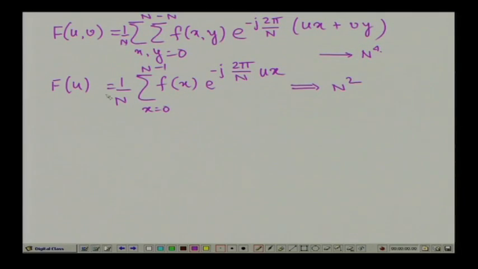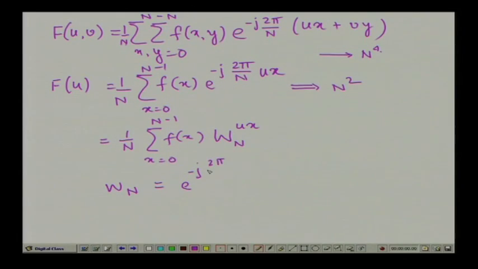For that, let us represent this particular expression F(u) is equal to 1 upon capital N, summation of f(x) e to the power minus j 2 pi by N ux, from x equal to 0 to capital N minus 1. We represent this expression in the form 1 upon capital N, summation of f(x) W_N to the power ux, where x varies from 0 to capital N minus 1. Here this W_N is nothing but e to the power minus j 2 pi by capital N. So, we have simply introduced this term for simplification of our expressions.